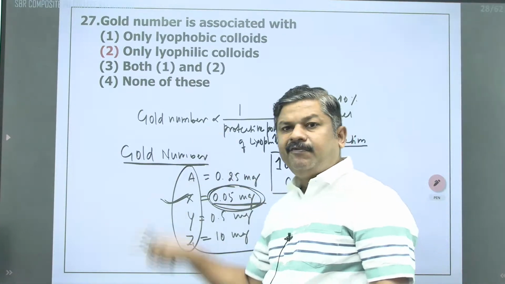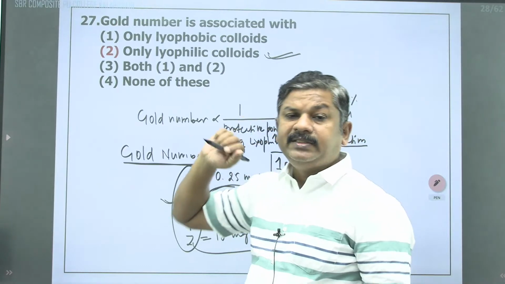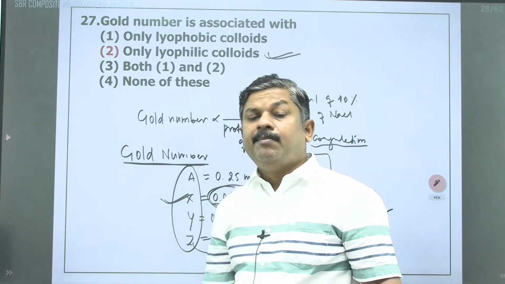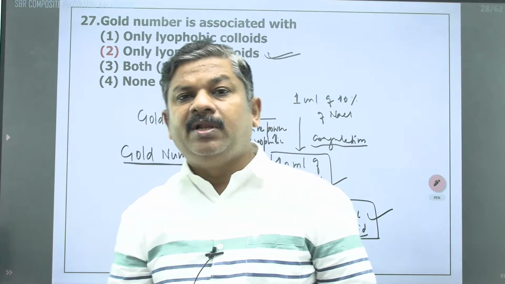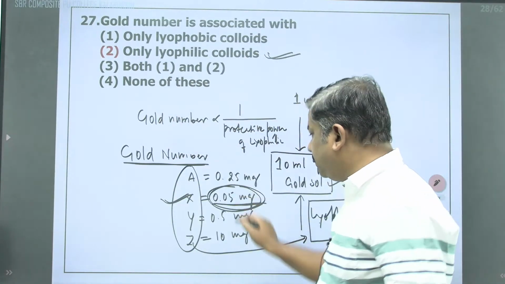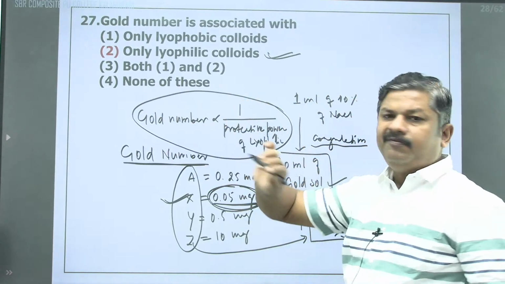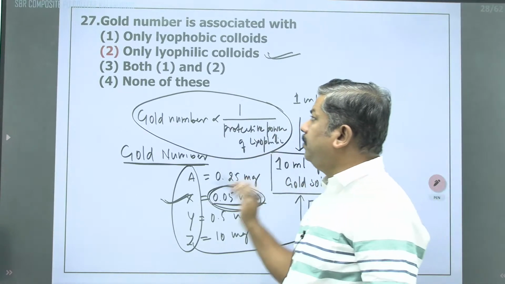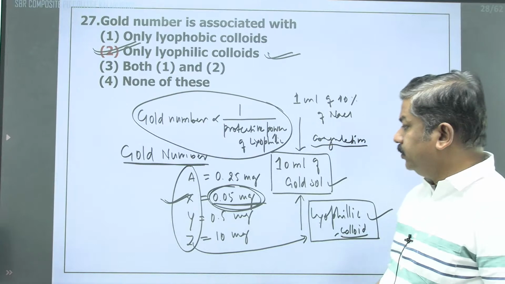So the gold number is a property of only lyophilic colloids. Lyophilic colloids are also called protective colloids. Those protective colloids prevent the coagulation of the lyophobic colloid, depending upon the value of the gold number. So the gold number and the protective power of the lyophilic colloid are inversely proportional to each other. So option number 2 is correct for this question.